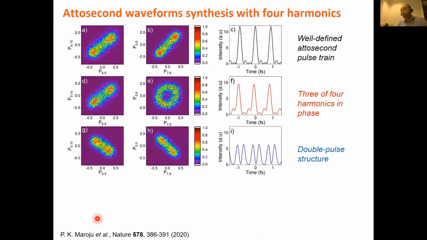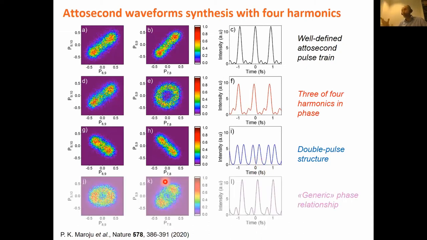We can also have this condition in which the first three harmonics present a phase difference of close to pi, the last three harmonics again a phase difference close to pi, and what we will get here is a nice attosecond pulse structure characterized by double structure. So you can see the periodicity here, and within each period, we have a double attosecond pulse. And of course, all possible intermediate configurations are also possible.